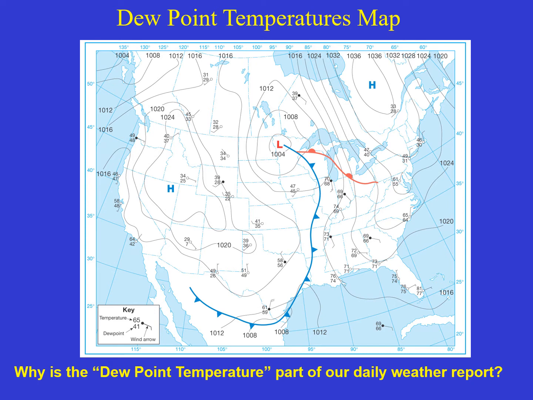All right, so the question, why are dew point temperatures part of our daily weather report? What do we see on this map? You see that red L? That's a low pressure system. The two H's are high pressure systems. The L, the low, is associated with the mid-latitude cyclone, something we'll talk about in a later chapter. I love to talk about mid-latitude cyclones. And then you see the warm front and the cold front there associated with the mid-latitude cyclone.